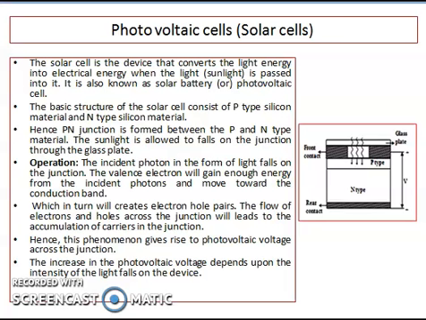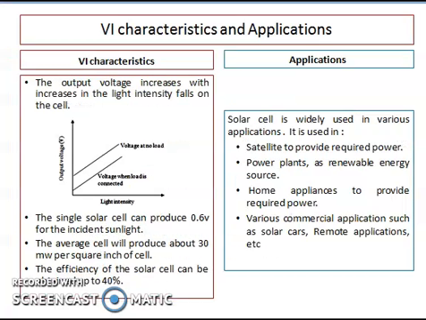Because of the accumulation of electrons across the junction, a photovoltaic voltage is generated across the junction. The increase in the photovoltaic voltage depends upon the intensity of light falling on it. The number of photons varies, and depending upon that, the amount of power generated varies. The VI characteristics give the relation between light intensity and output voltage generated, and we find that the output voltage increases with the increase in light intensity falling on this cell.